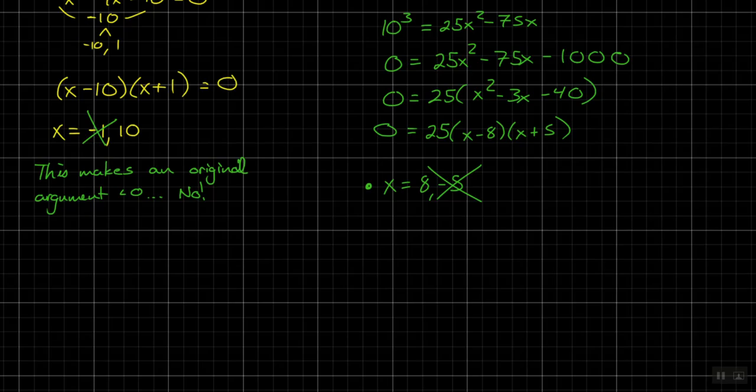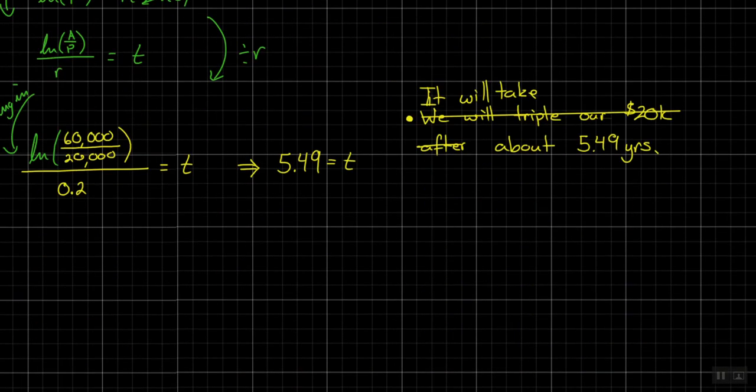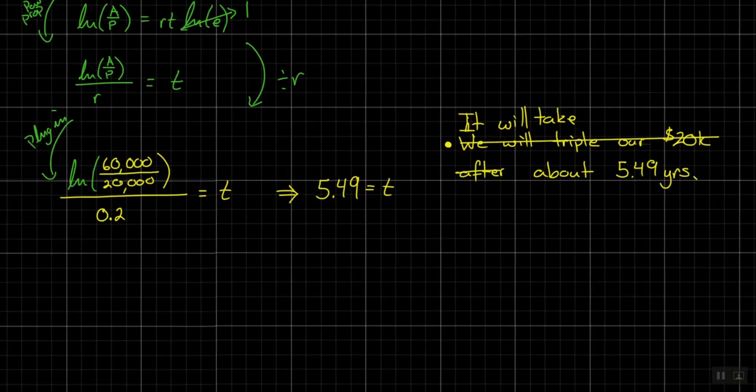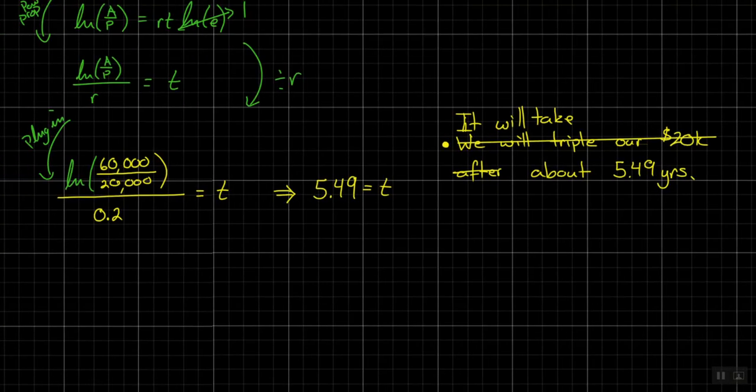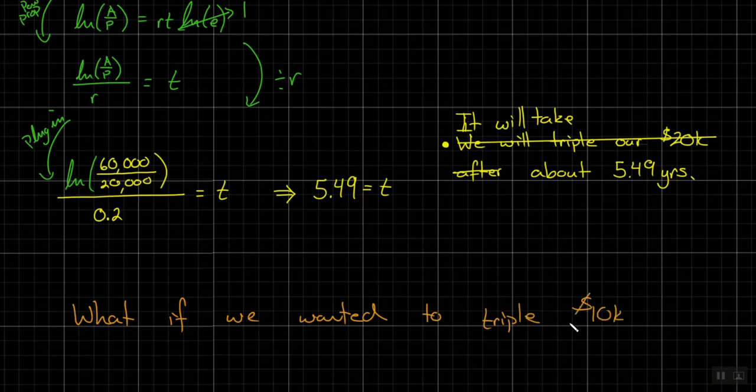Now, here's the cool part about this problem. What if we do this without a calculator? Don't shout it out. I'm going to give everybody 10 seconds to think about it, or 20 seconds. It's a follow-up. You don't even have to write it. What if we wanted to triple, let's say it was less money, $10K? How long would it take for us to triple $10,000? Check it out. It's still 5.49 years.